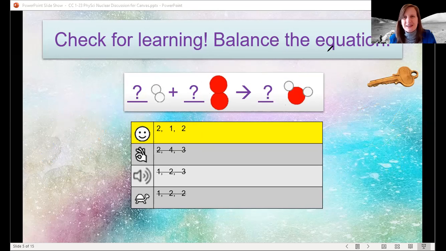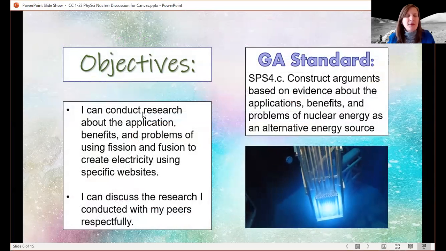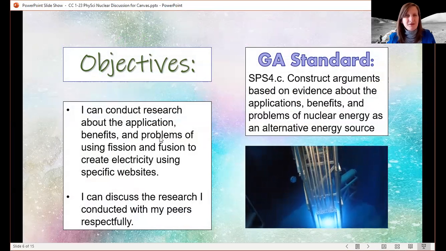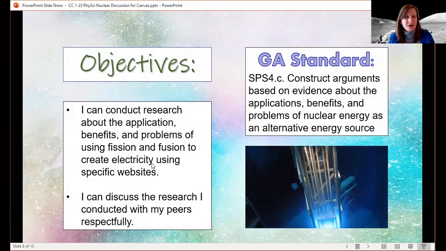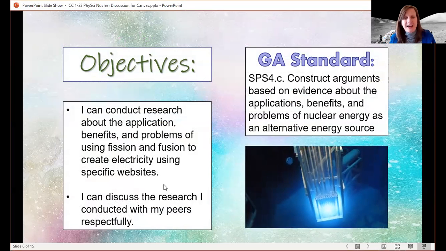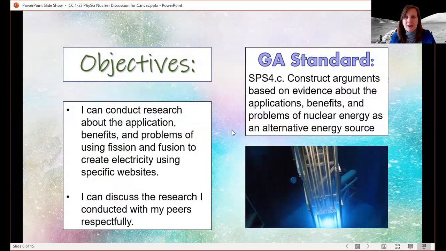Send me your questions. Let me stop annotating so I can go on. All right, so our objectives today are that you can conduct research about application benefits and problems of using fission and fusion to create electricity. I have given you some specific websites, and also that you can discuss this research with your peers.